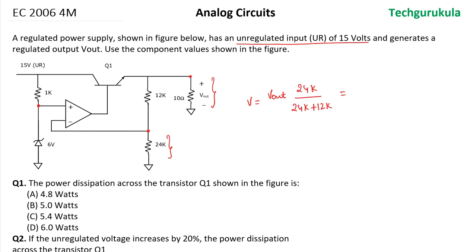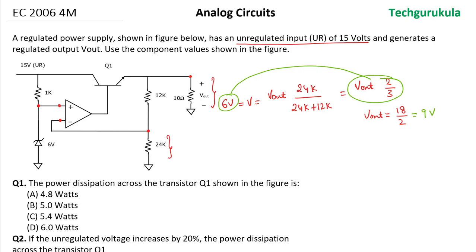This will be equal to Vout times 2/3. Now, this voltage across the 24 kilo ohms will be equal to 6 volts. As we just discussed, the voltages at both the inputs of the op-amp should be equal. In that case, Vout will be equal to 18/2, because I am just equating the 6 volts to this equation. Hence, this will be equal to 9 volts. So, the output voltage will be 9 volts.